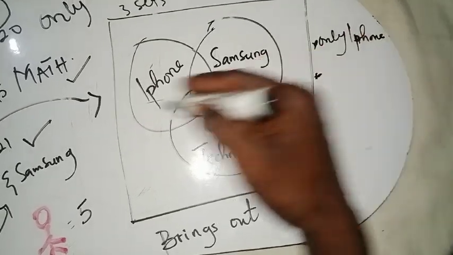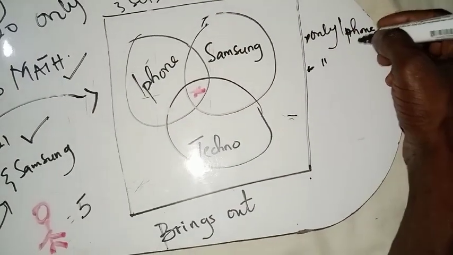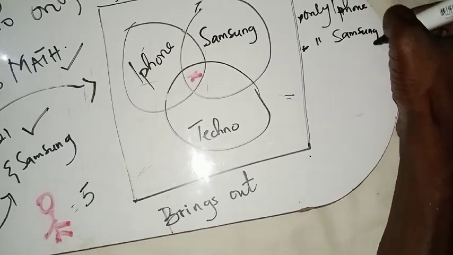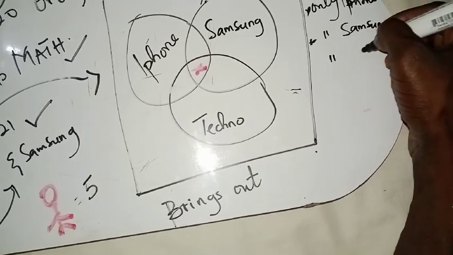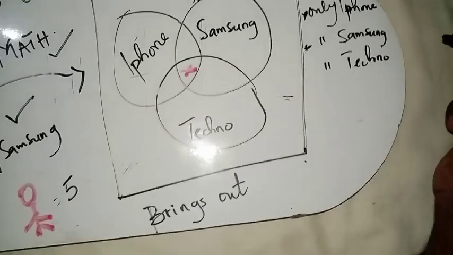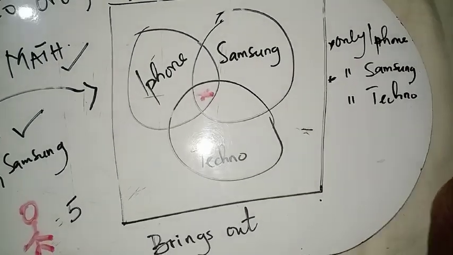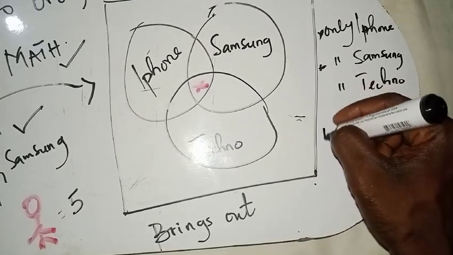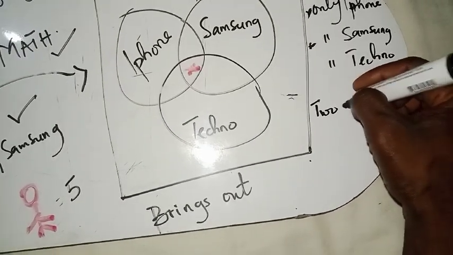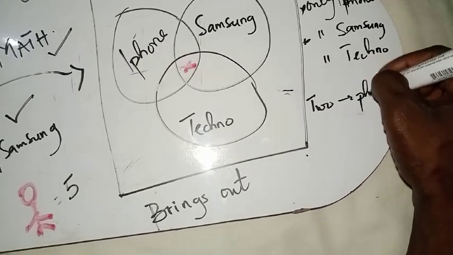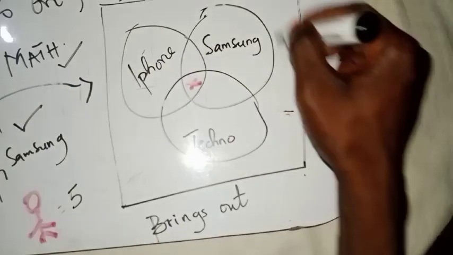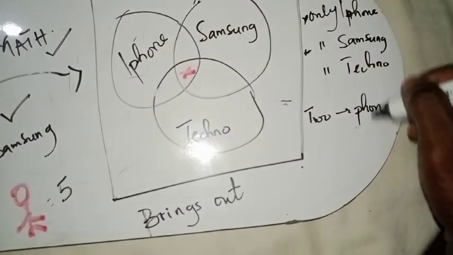Two, maybe you can list them. So only Samsung, or maybe only Techno. This is some of the problems that the Venn diagram can solve, or maybe only two of the products, two of these phones. Is that okay? So this diagram can solve all these problems.